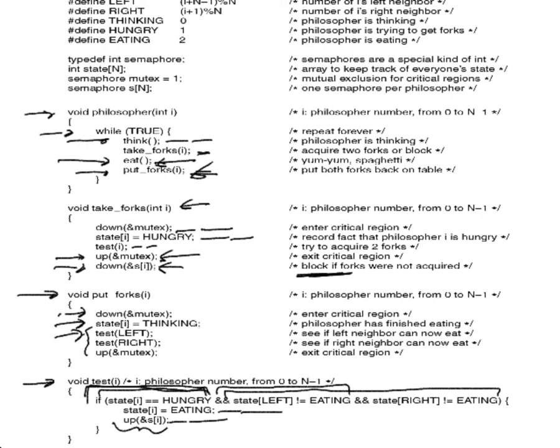In other cases, when test is called on me, I may not be hungry, in which case I don't do anything. But in this case, I am hungry. Let's say my neighbors are not eating. So I set myself to eating, and up is called on that semaphore. The semaphore is now 1, and I was blocked here. But now the semaphore is 1, and down can return. It changes it from 1 to 0, returns, and I can come up and I can eat. And that is the solution to the dining philosopher's problem.